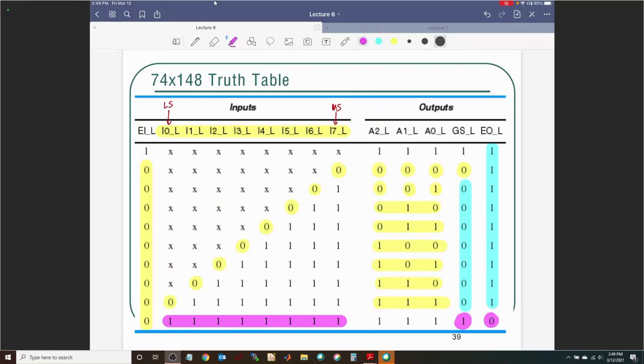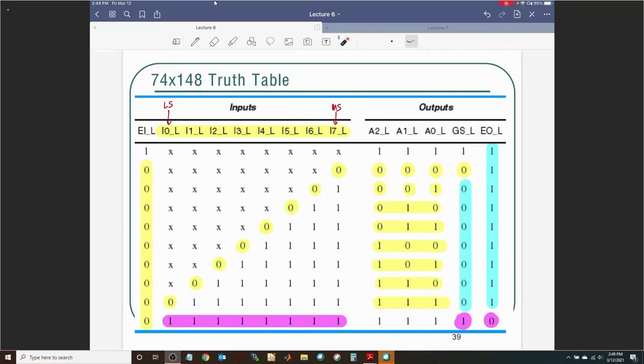You can think of it in terms of these two statements. The got something output is really used to see whether any one of the inputs to the 148 chip is active or not. The enable output, EO, is being used to daisy chain multiple encoders so as to build a bigger encoder.